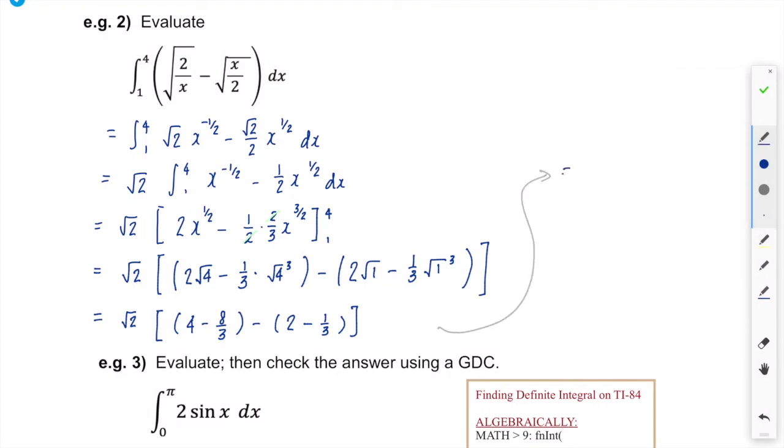So I have square root of 2 times 4 minus 2 is 2. Negative 8 plus 1/3, oh that's nice, plus or minus 7/3. Well, 2 is 6/3, so I have negative 1/3, negative root 2/3 is my final answer.